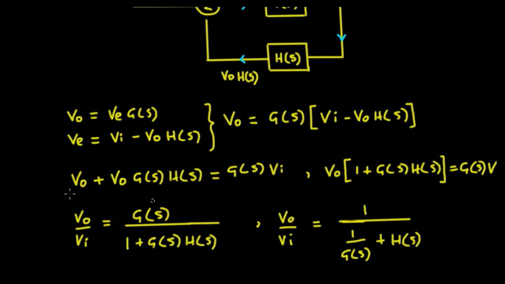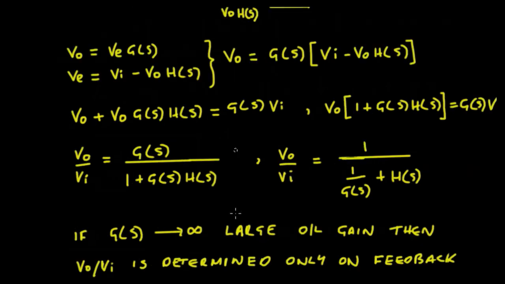We can multiply out the brackets, in which case we get this here. We can then, after multiplying out the brackets, take over the like terms, and gather like terms and have a coefficient of V naught. So we take out the V naught here, and that leaves us with 1 plus G of S H of S equals G of S times V in. So it means we can write the V out upon V in is equal to our G of S upon 1 plus G of S times H of S.